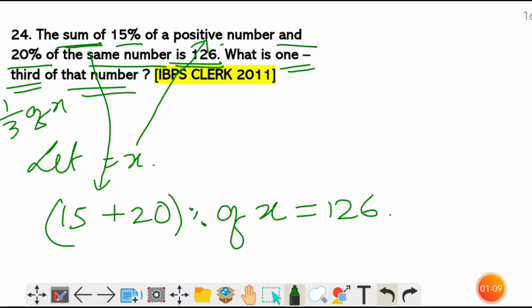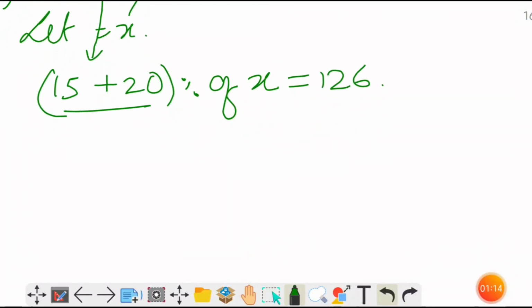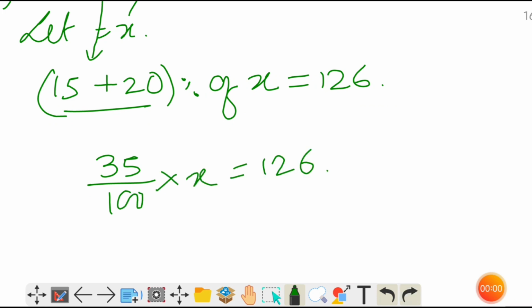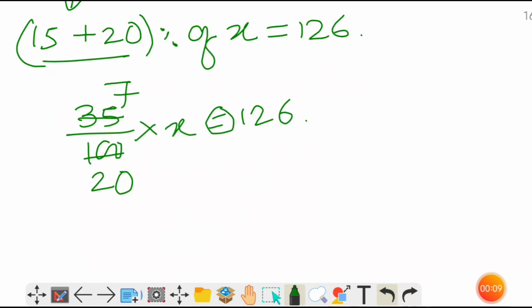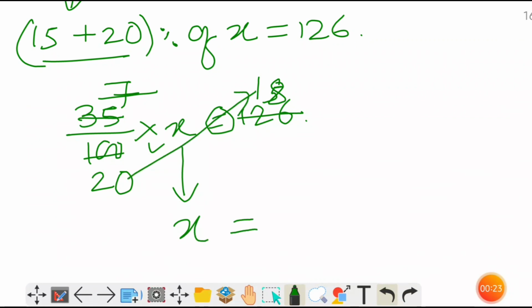So here we have to find 1/3 of x. Before that, we'll find out this 15 plus 20 is 35, and percentage means 100, of means into, x equals to 126. Cancelling out by 5, 5 sevens are 35, 5 twos are 10, 5 twenty are 100. Since there is equals to and into, we can cancel out 7 and 126. 7 ones are 7 and remaining 18, 7 eighteens are 126. Now here we got x and 20 into 18. X equals to 360. So here we got the value of that positive number.